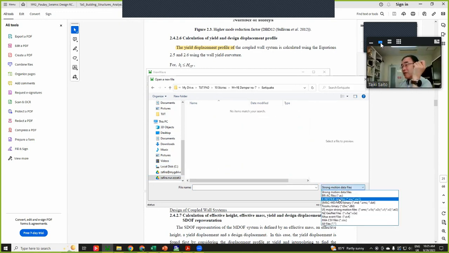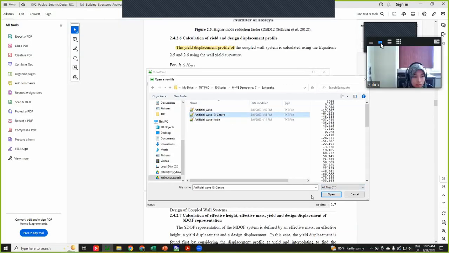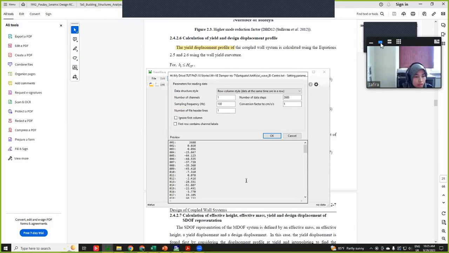Well, maybe next time. This one, like this. Okay, the number is 1. And how about the time interval? 100 hertz, I mean 0.01 second time interval. No, it's 0.02, so it must be 50. Yeah, 50. Okay.